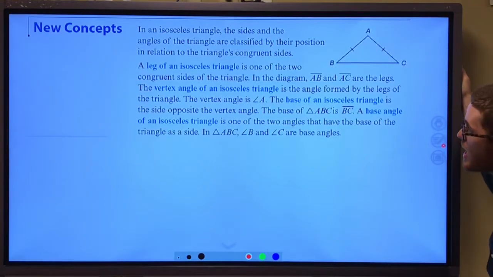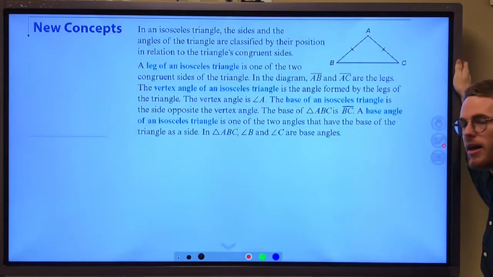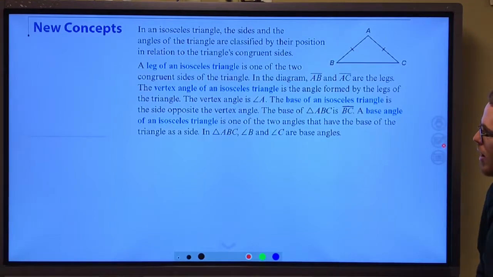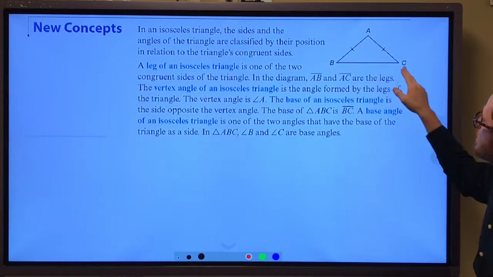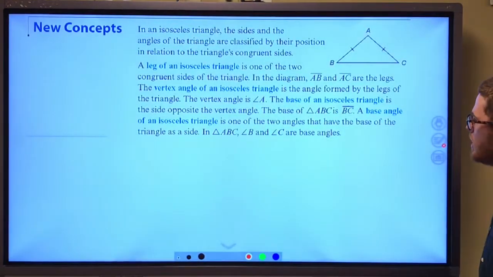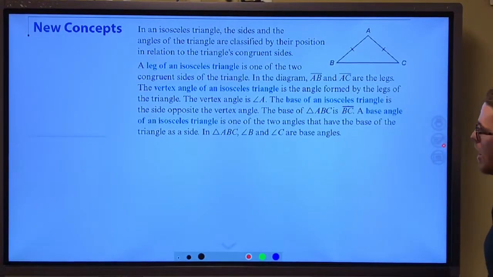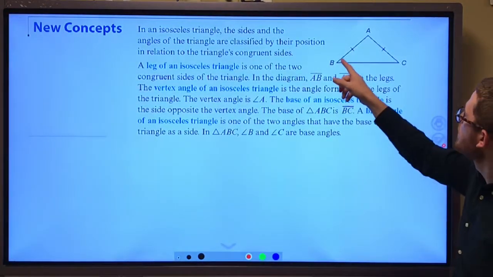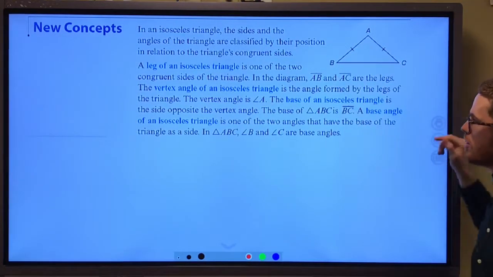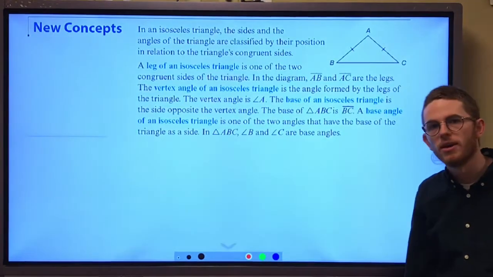The vertex angle of the isosceles triangle would be angle A. It's formed by the legs of our isosceles triangle. The base of an isosceles triangle is the side opposite the vertex angle. The base would be one of the sides that are not the legs, not those congruent sides. The base of this triangle would be BC. A base angle of an isosceles triangle is one of the two angles of the base that are opposite the legs. In this case, B and C would be the base angles.